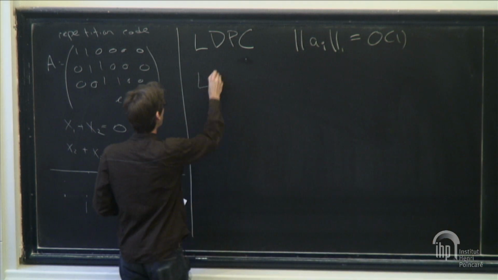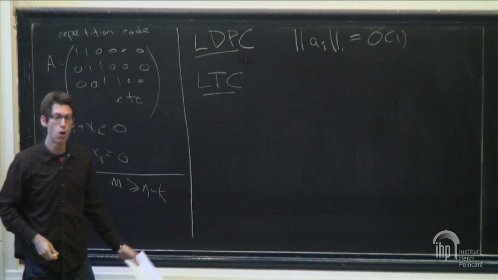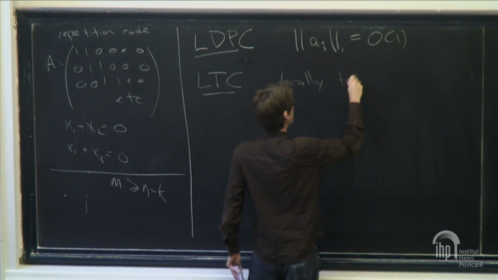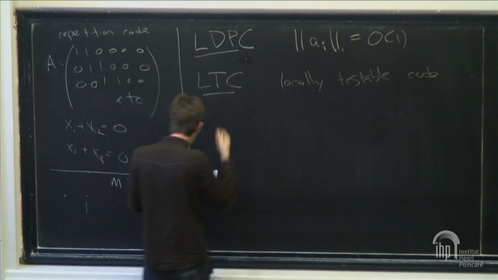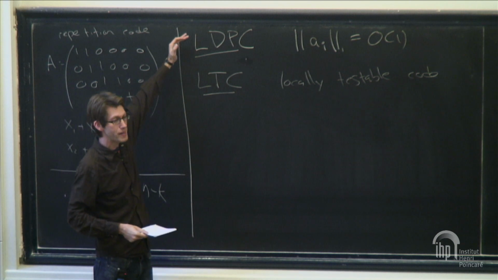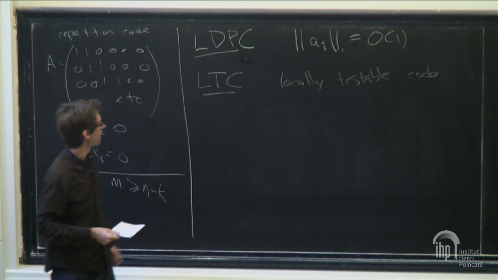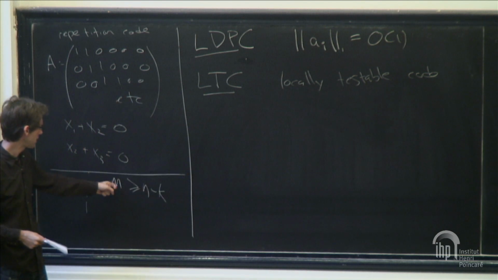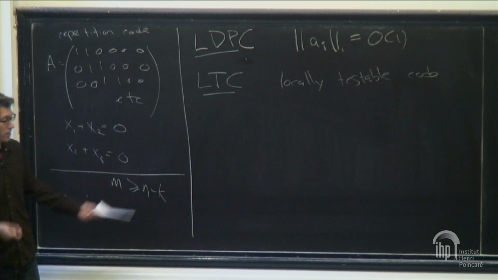There's one further property that people ask for in codes. LTC means that it's a locally testable code. And you'll notice this LDPC condition is basis dependent. This locally testable code condition is also basis dependent. And here, you'll see it's crucial that the number of checks be larger than you would need.